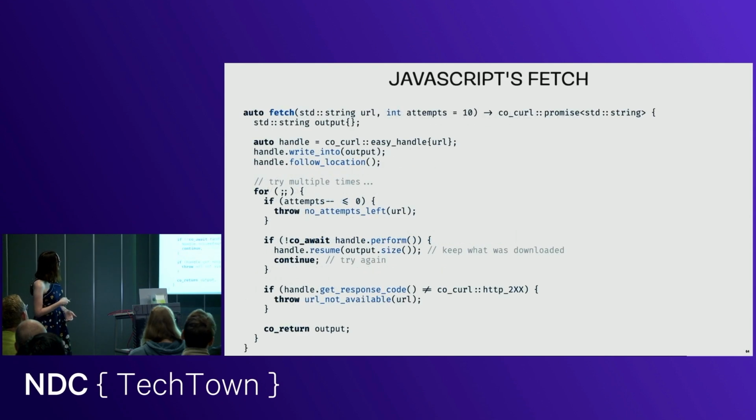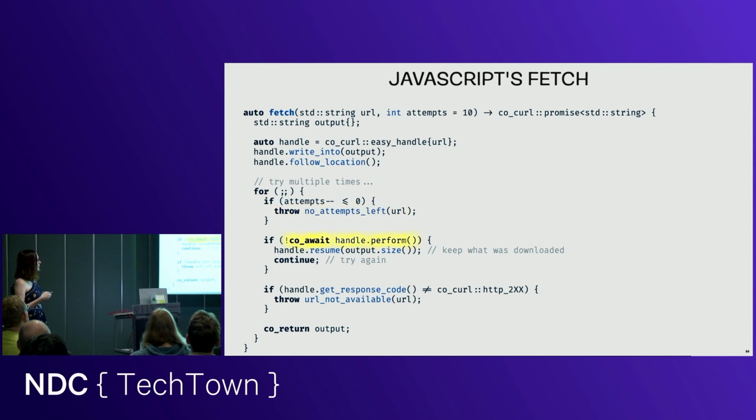And so fetch. We will take a URL. I'm taking a copy because of lifetime issues. I don't know, it can be problematic, and it's fine to allocate if you are downloading from the internet, because the difference of time spent is odd. You can also specify the number of attempts. You have the output string, and return a promise of string. You will create a handle. You write into the string. You will follow the redirections, and there is an infinite loop. If you have some attempts left, otherwise you will throw an exception.